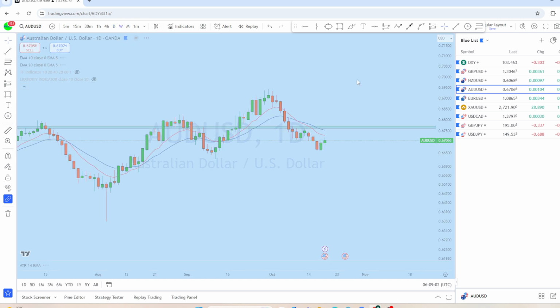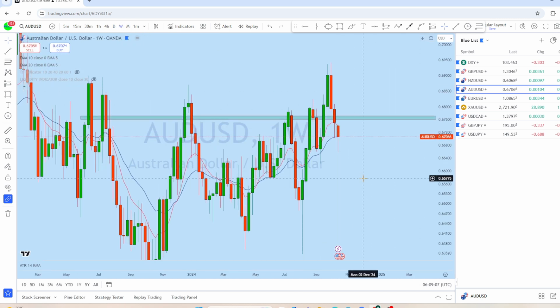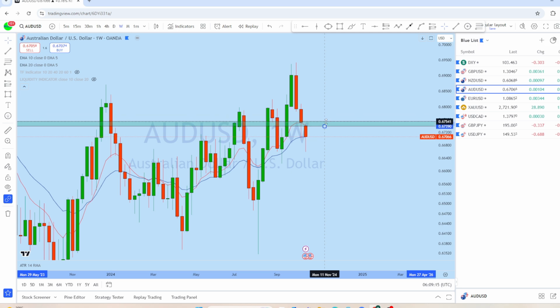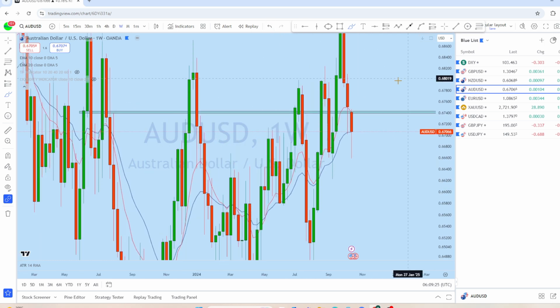If we look at the weekly chart on AUD USD, we can see back-to-back 3 weeks of drop here on AUD USD. The market is currently approaching this weekly resistance line, and with that approach of weekly resistance, I'm expecting the market to go ahead, break the high, grab the liquidity, and then drop down again to create a new lower low.